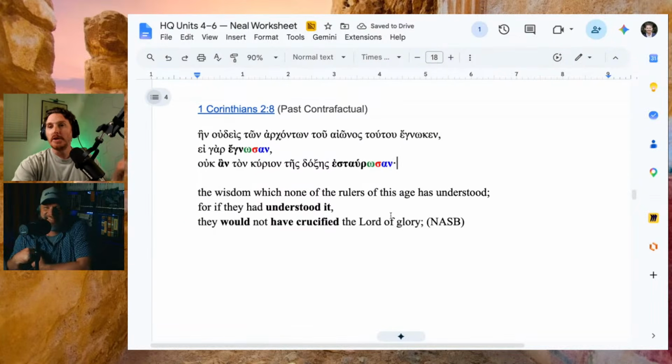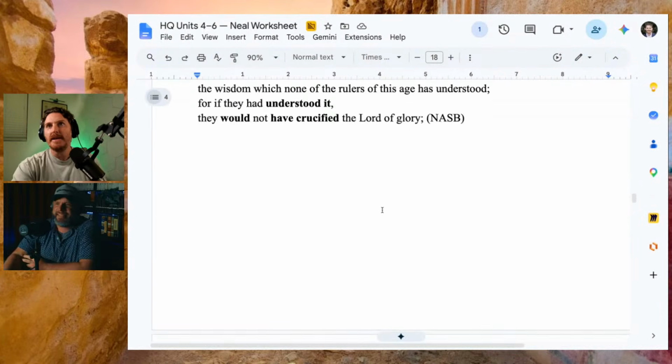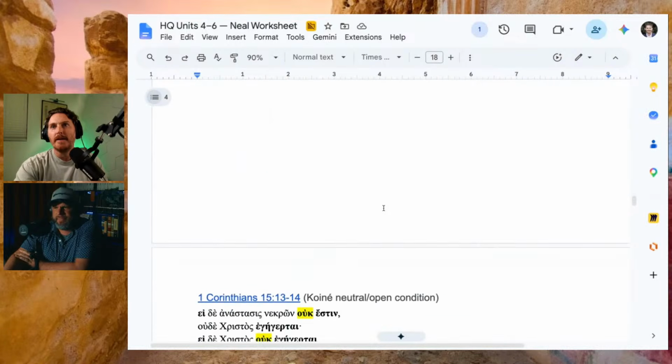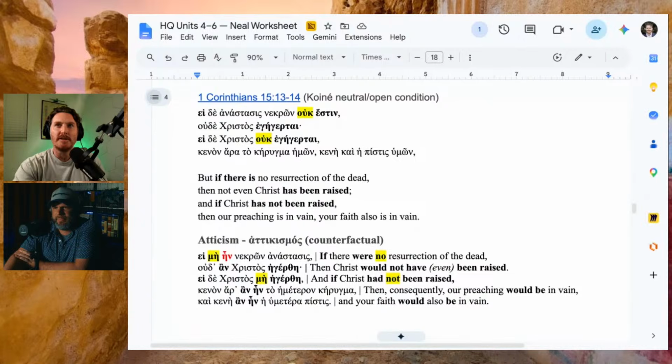So you can immediately apply this to certain passages in the Bible. That was 1 Corinthians 2:8, and then 1 Corinthians 15:13 through 14 is also interesting. But if there is no resurrection of the dead, then not even Christ has been raised. If Christ has not been raised, then our preaching is in vain. Your faith is also in vain.